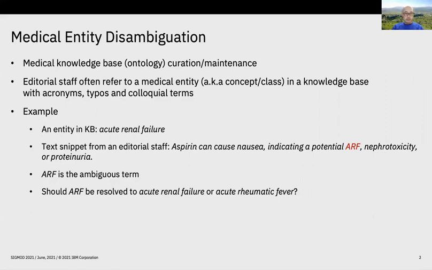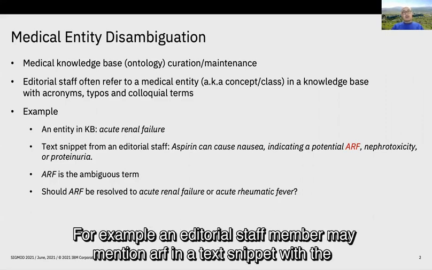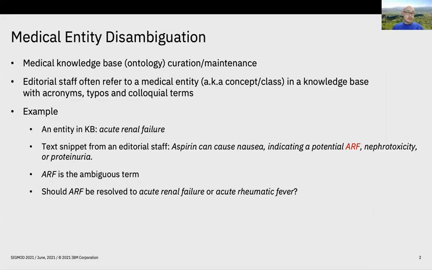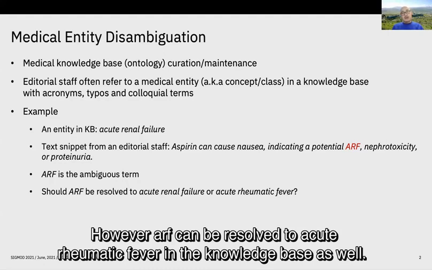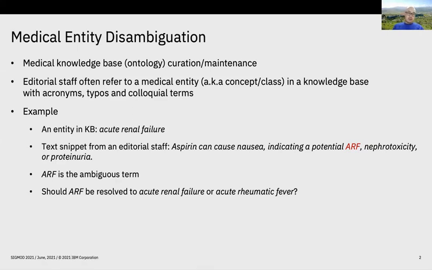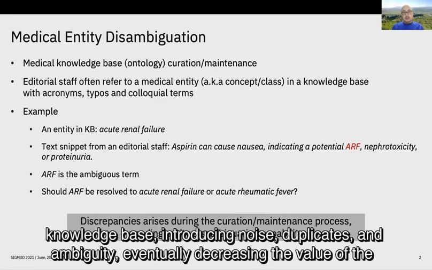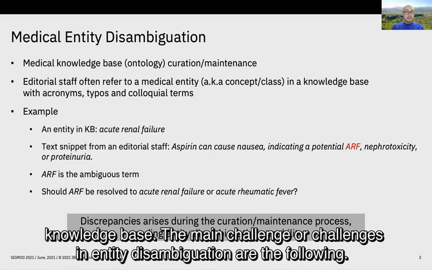they refer to. For example, an editorial staff member may mention ARF in a text snippet with the intention to refer to the entity that is defined as acute renal failure in the knowledge base. However, ARF can be resolved to acute rheumatic fever in the knowledge base as well. Such discrepancies make it difficult to link textual entity mentions to intended entities in the knowledge base, introducing noise, duplicates, and ambiguity, eventually decreasing the value of the knowledge base.